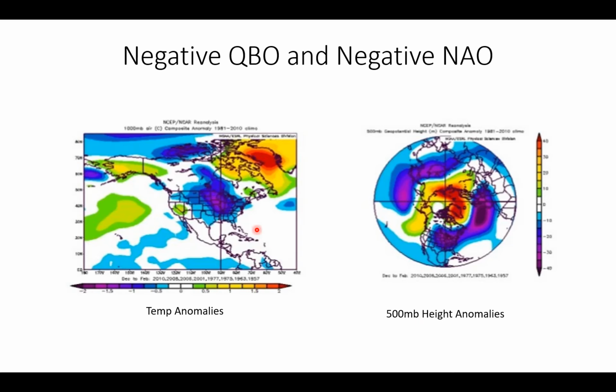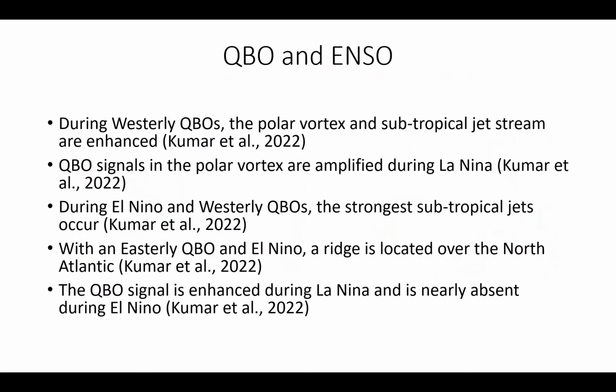So this is what happens: colder and stormier winters for the Midwest as well as the Eastern U.S. when you get an easterly phase QBO along with a negative NAO. You get high latitude ridging or blocking in this location.